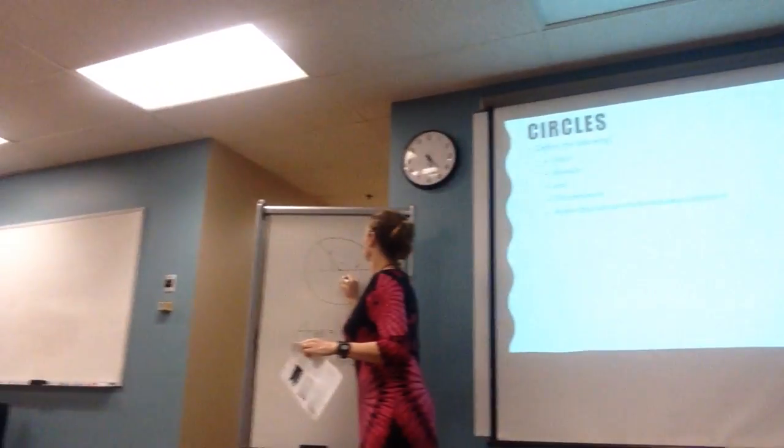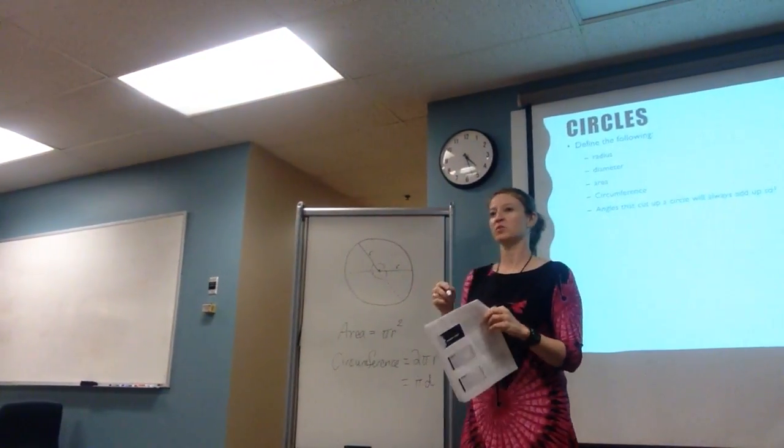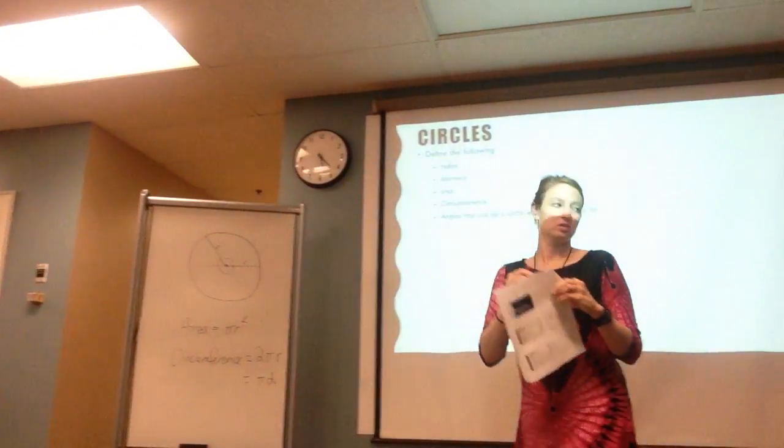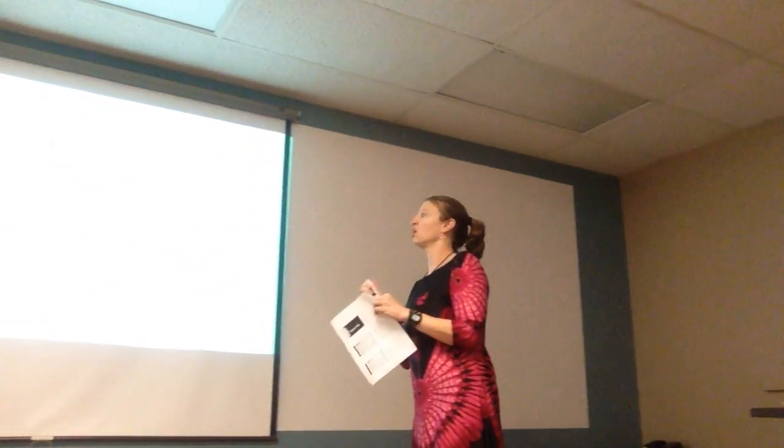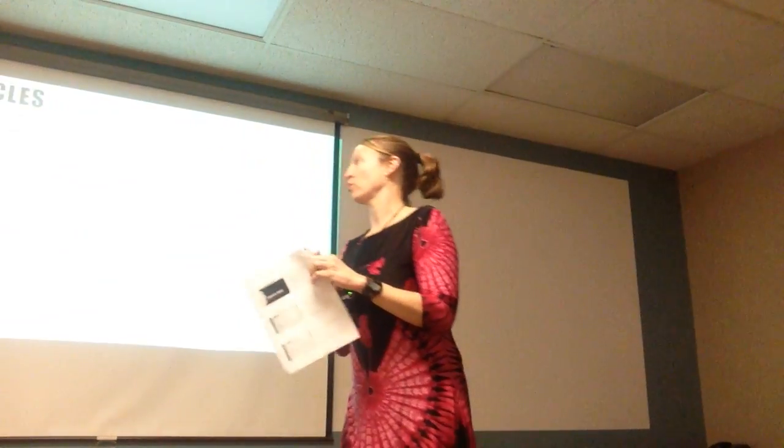So if I cut this up a little bit, I've got 1, 2, 3, 4 angles. What are those angles going to add up to be? 360. Okay, so go ahead with your partner. Well, do it by yourself first and then compare. Find the radius of a circle that has an area of 144 pi.